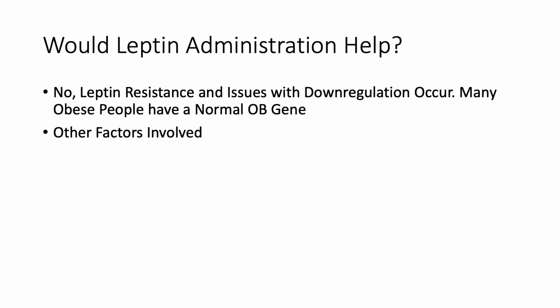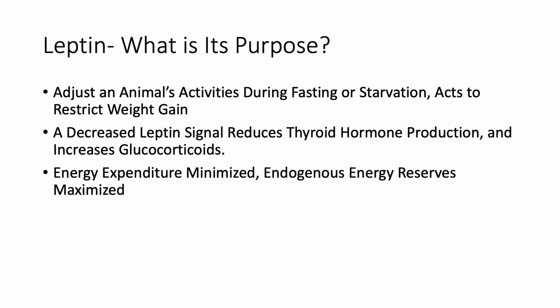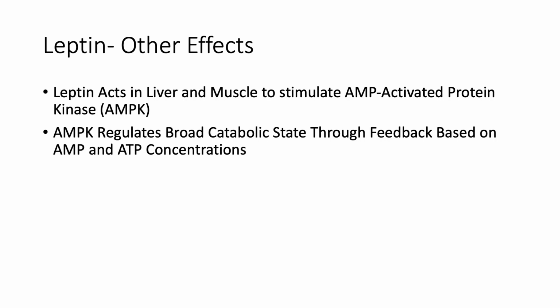The question is posed, would leptin administration help? And the answer is no, because leptin resistance and issues with downregulation occur. Many obese people have a normal OB gene. Other factors are involved. So for leptin's purpose, you adjust an animal's activities during fasting or starvation. It acts to restrict weight gain. A decreased leptin signal reduces thyroid hormone production and increases glucocorticoids, and the energy expenditure is minimized. Endogenous energy reserves are maximized.